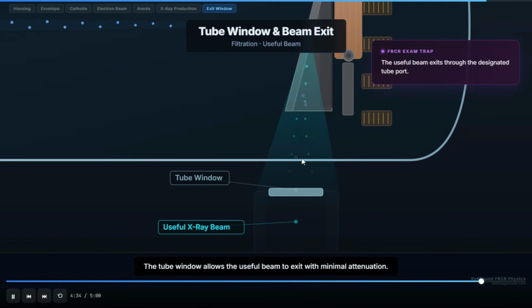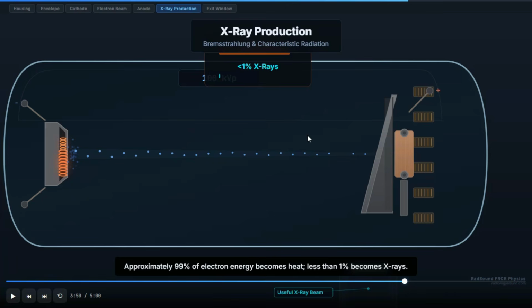Sometimes part of the window, such as in mammography, we use beryllium in the window to help with attenuation. Heat is removed by three methods mostly.